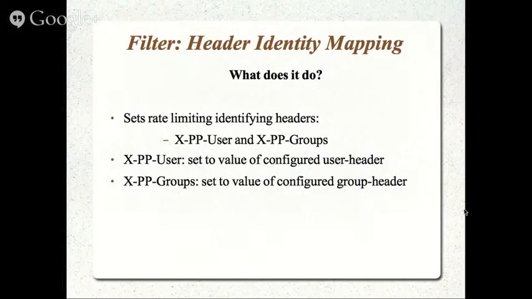In this case, like in header identity, you could define a header that it will use, and it sets the user to the value of that header and the group to the name of that header. With header identity mapping, you can specify two different headers to use, and it will actually set XPP user to the value of one header and XPP groups to the value of a different header.